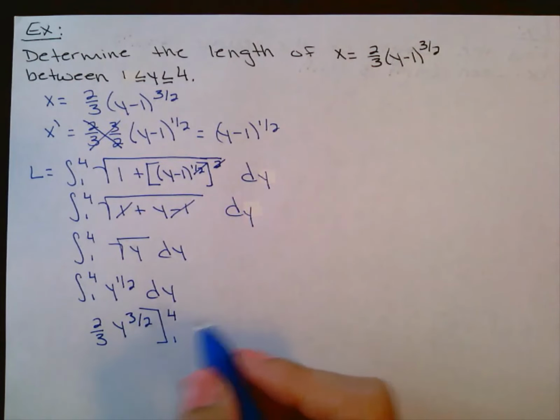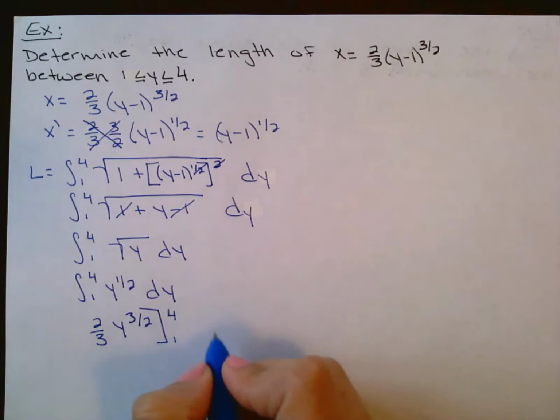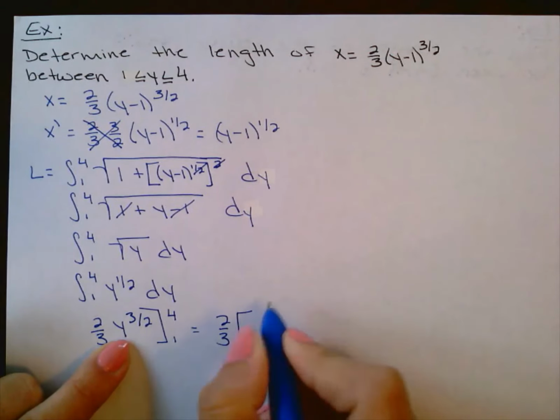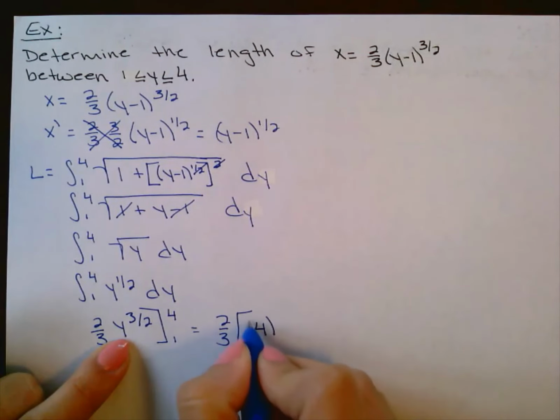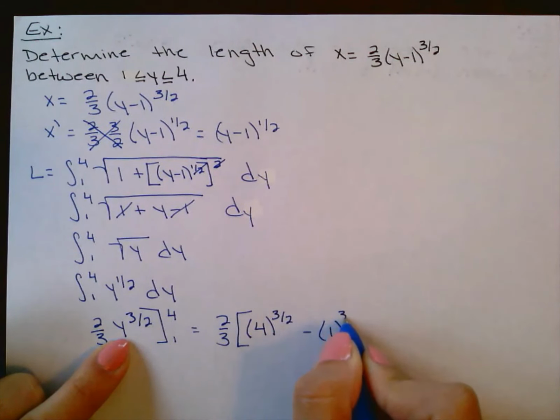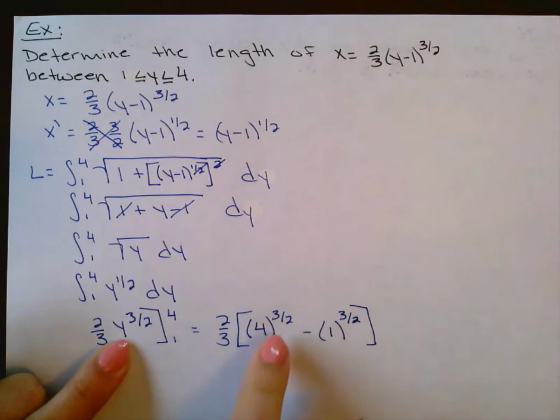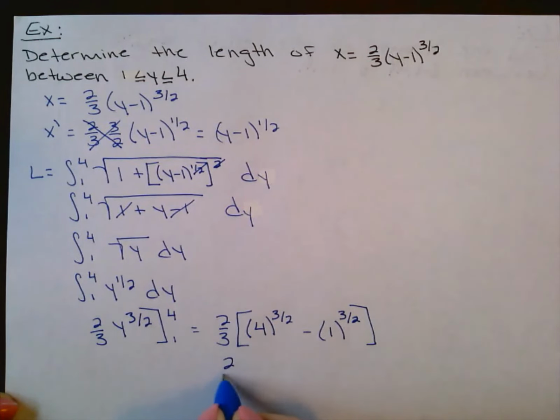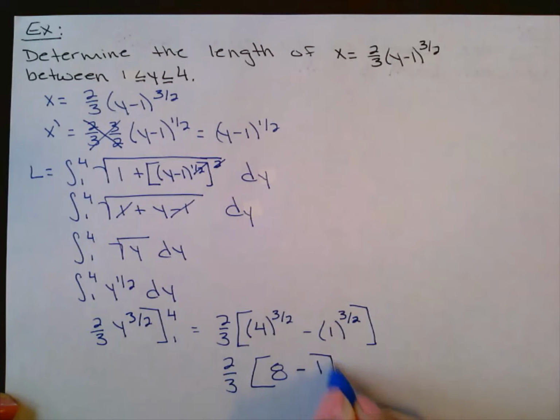Okay, now if I plug in my 4, I'm going to leave my 2 over 3 on the outside and say f of b minus f of a. Okay, remember that when you have a fractional exponent, the base is the root and the numerator is the exponent. So I'm going to do the square root of 4, which is 2, and then 2 cubed would be 8. So 2 over 3 times 8, minus 1 raised to anything is just 1.